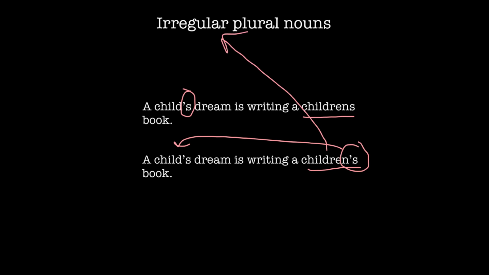It just happens to be an irregular plural noun. You don't add S to child to make it plural. Instead, you turn it into children, just like for women and for men and a whole host of other nouns. So make sure that you check that out in the textbook and that you take care when making nouns in your work possessive.